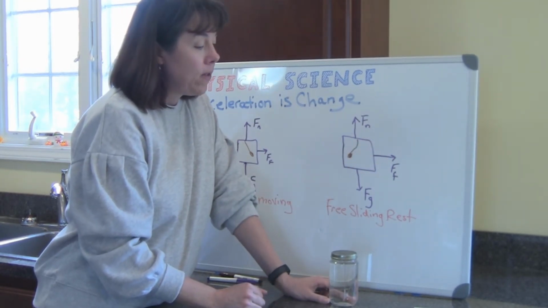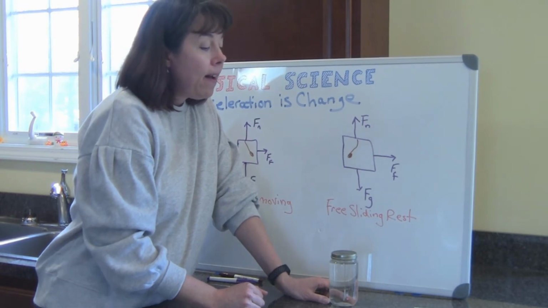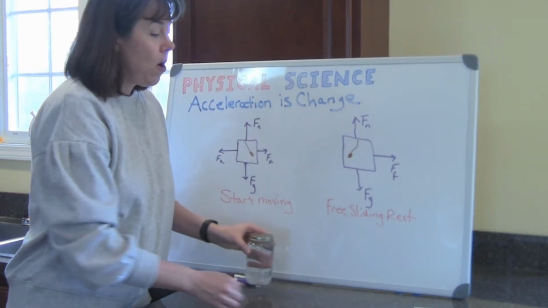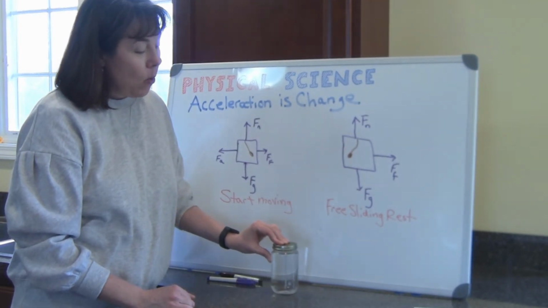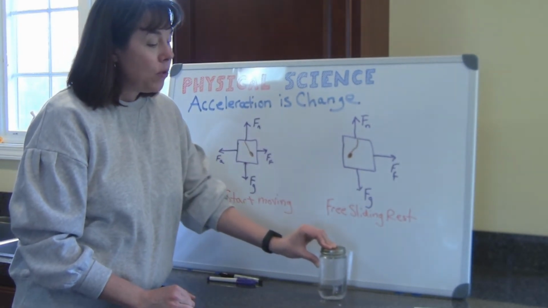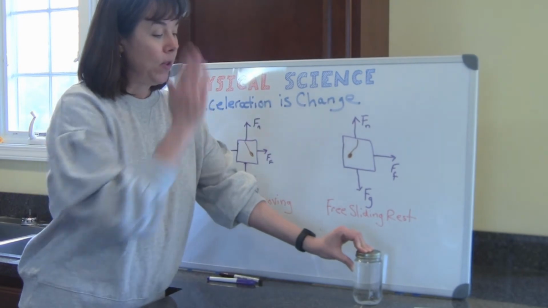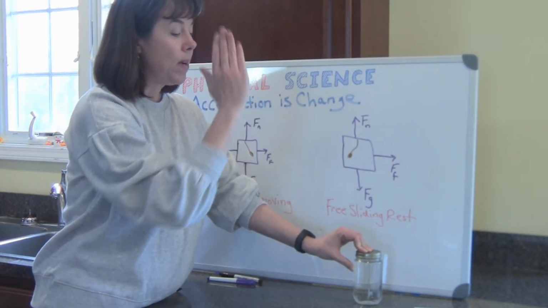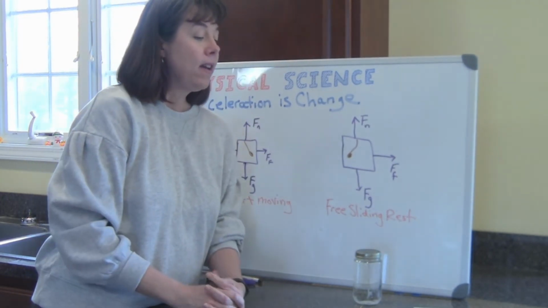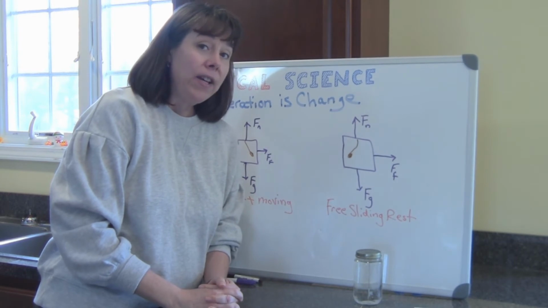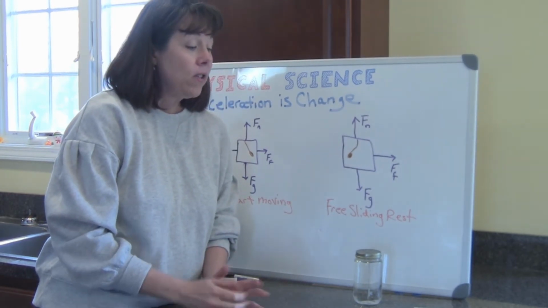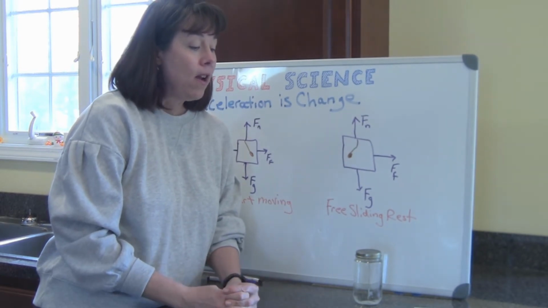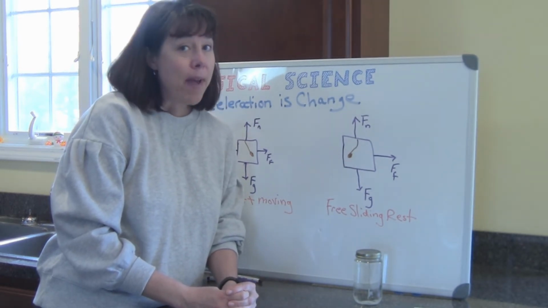On the next situation, I'm asked to move the jar in a straight line at a constant speed. When I do this, I observe that the paper clip just stays straight up and down in a vertical position. This would indicate that there is no acceleration. Since there is no acceleration, the forces must be balanced.